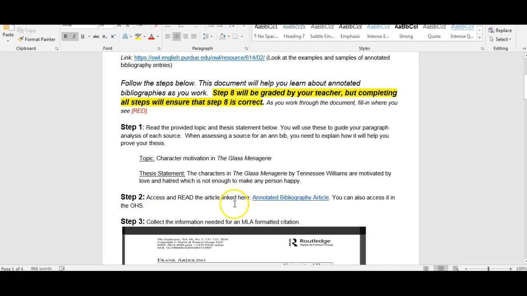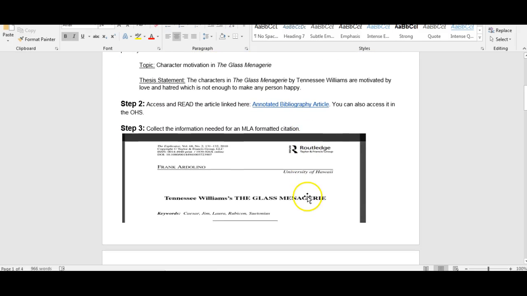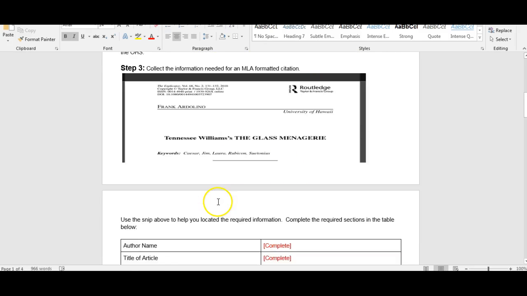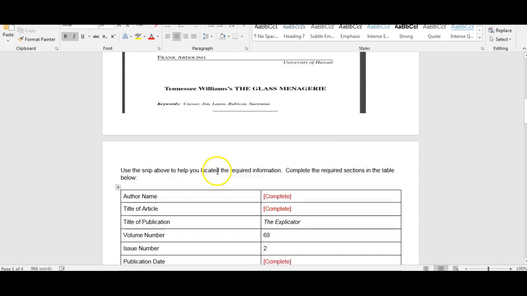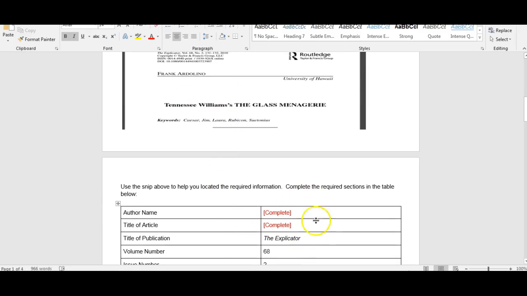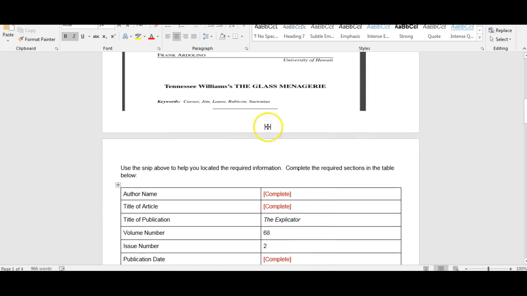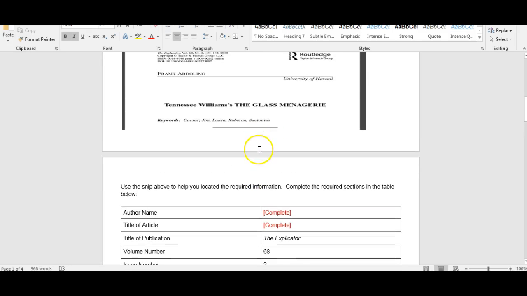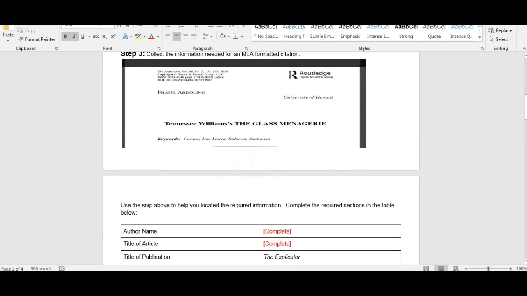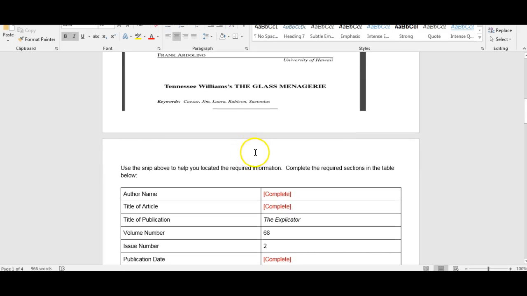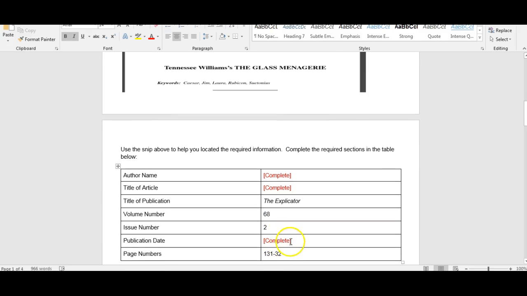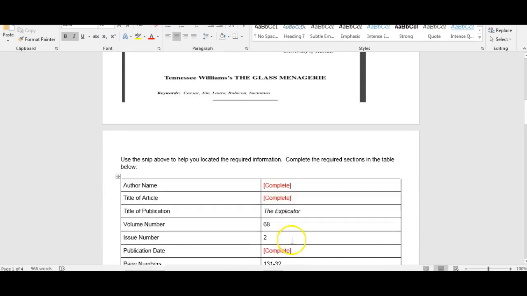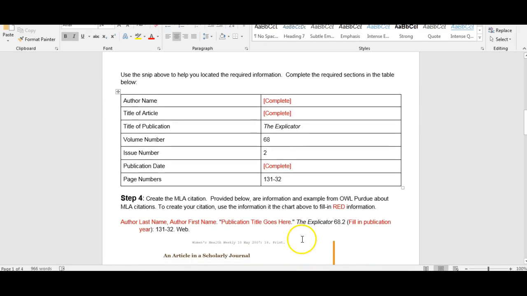So access and read this article linked here. All right, so here's the article. You can read it here, and this is going to give you some information about the Glass Menagerie. You can use this snip right here to help you come up with the required information for the citation. We need to know who wrote it. It's there. We need to know the title. I'm looking at it, and so are you. I've got the title of the publication, the volume number, and the issue number. When was it published? I see it. Do you? And then the page numbers are there for you as well.